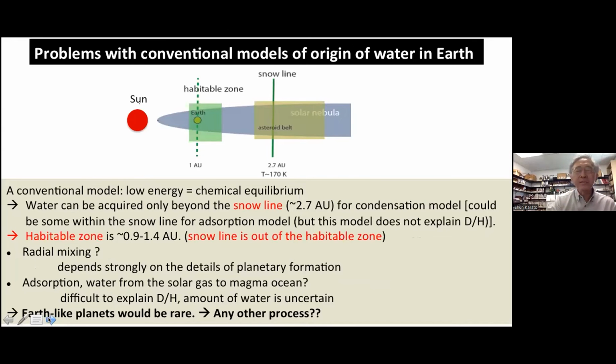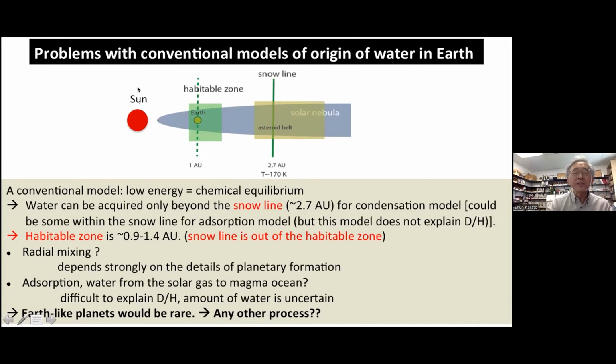This is a slide showing the motivation. The classic picture of planetary formation is that there is the sun and then the solar nebula, and everything is in chemical equilibrium. Gas and dust are in chemical equilibrium, and the equilibrium determines the composition. If you make this assumption, there is a very important concept in planetary formation, namely the snow line.